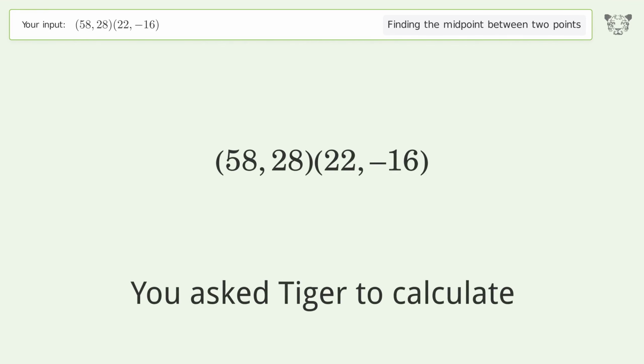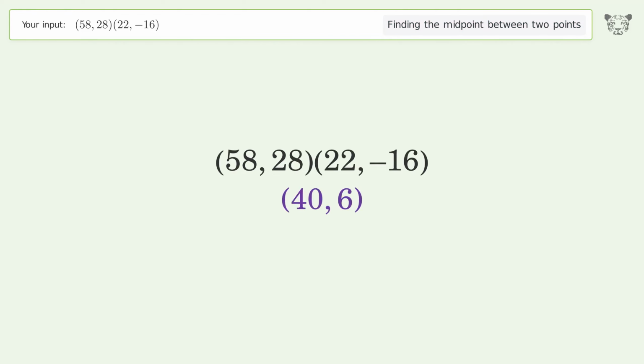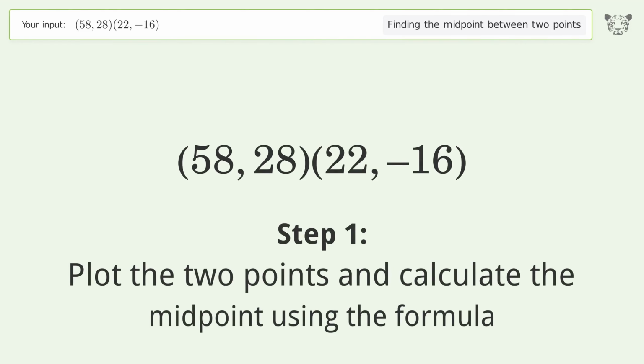You ask Tiger to calculate. This deals with finding the midpoint between 2 points. The midpoint between the 2 points is 40,6. Let's solve it step by step. Plot the 2 points and calculate the midpoint using the formula.